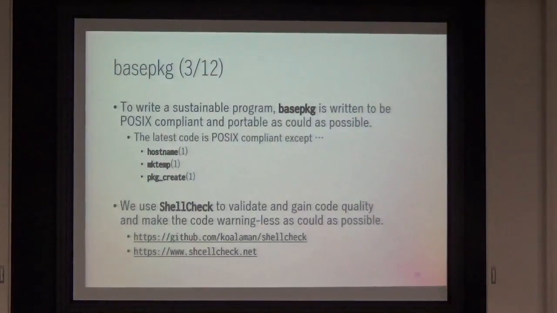It is commonly seen that a program will be used longer than the author expected. To write a sustainable program, base package is written to be POSIX compliant and as portable as possible. In fact, the latest code is POSIX compliant except hostname, mktemp, and pkg_create. We use ShellCheck to validate and improve code quality and make the code as clean as possible. Information about ShellCheck can be found at this URL.